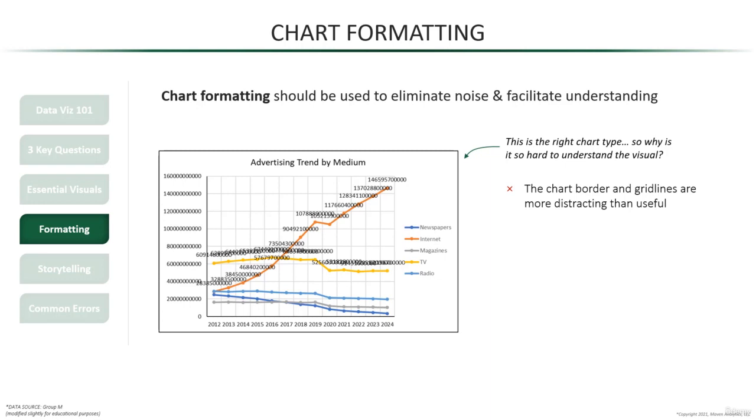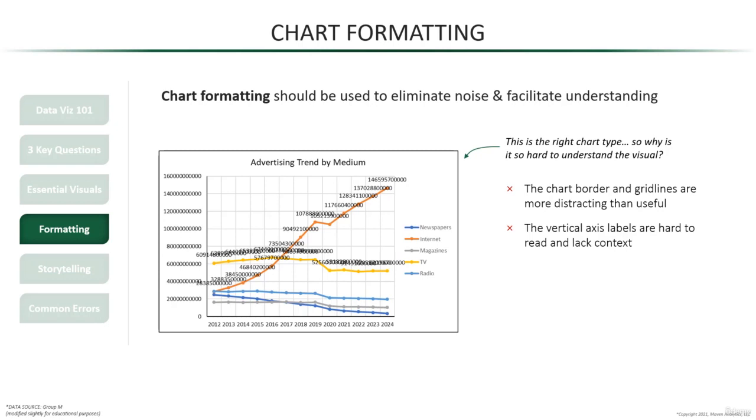A, the chart border and grid lines are more distracting than they are useful. I mean, they're not really adding any value here. B, the vertical axis labels are not only hard to read with all those zeros, but they also lack context. I mean, what are we looking at here? Is it number of ads? Is it ad engagement? Is it ad spend?